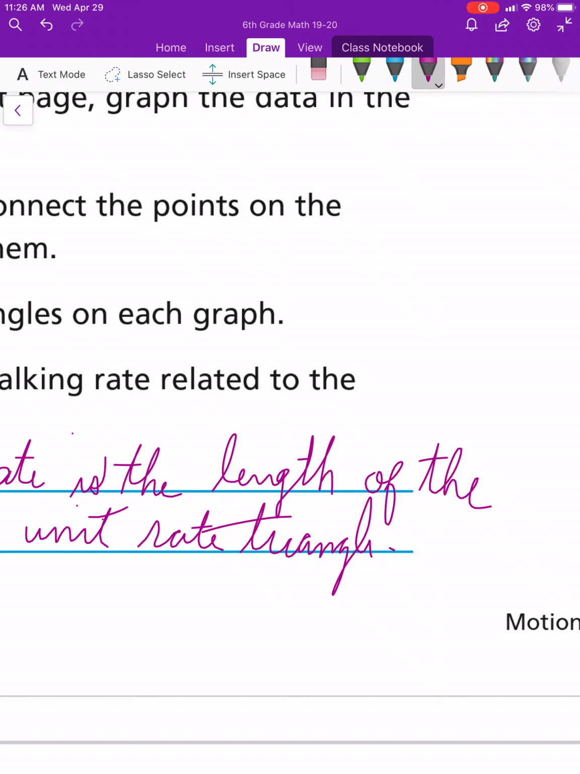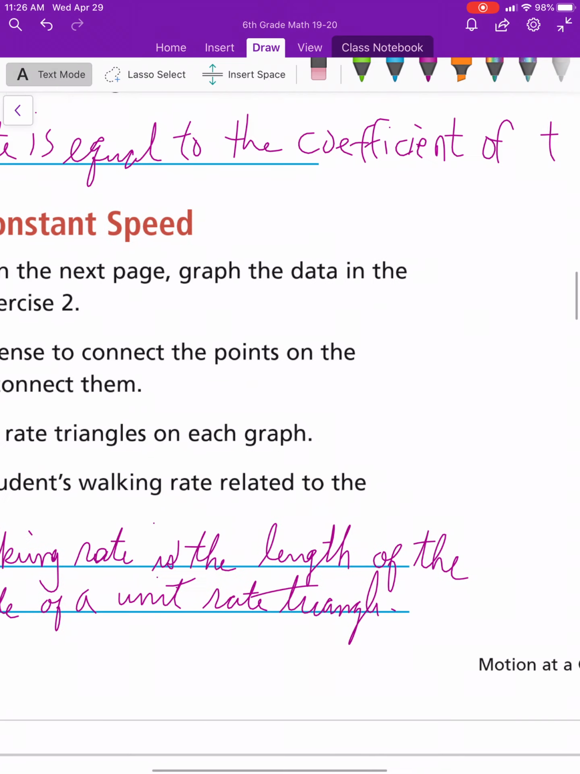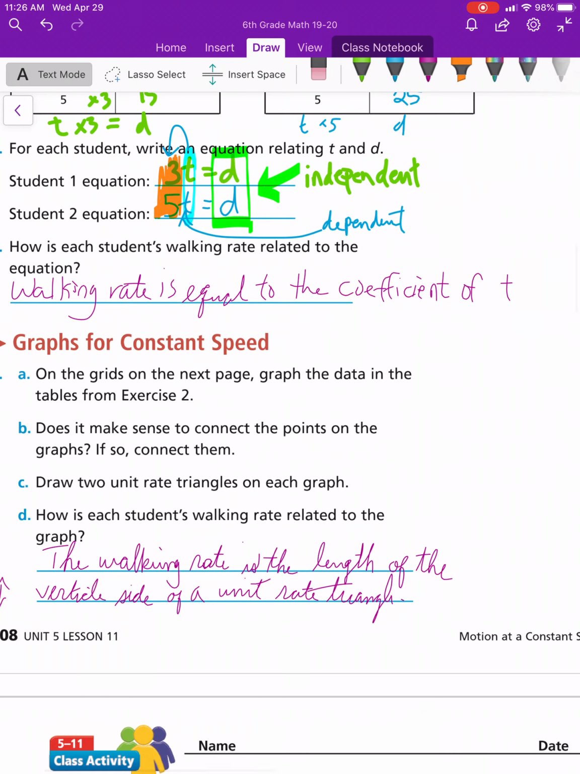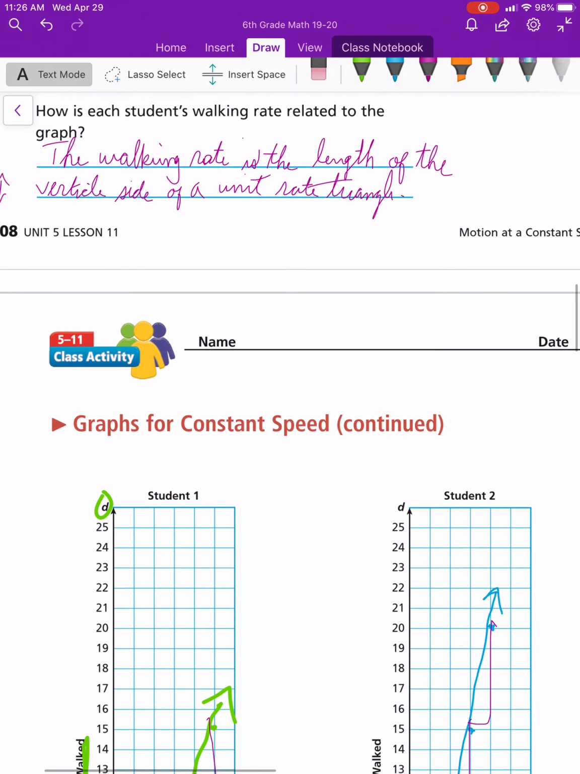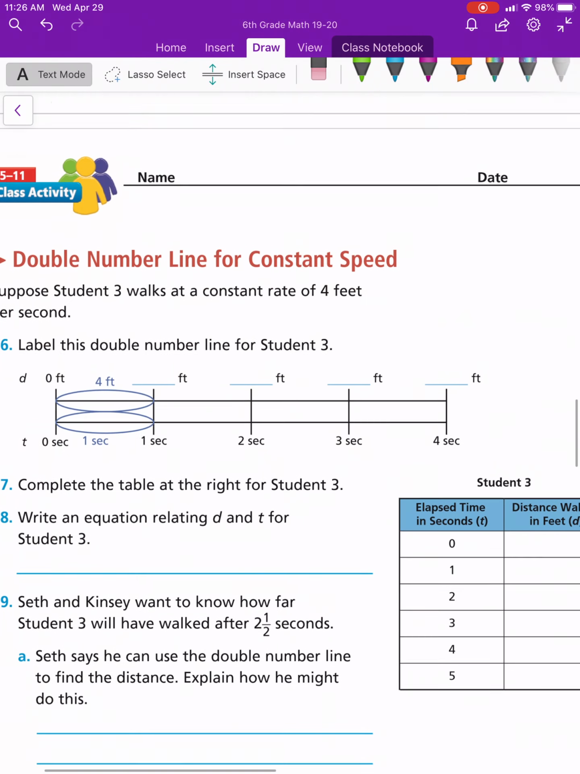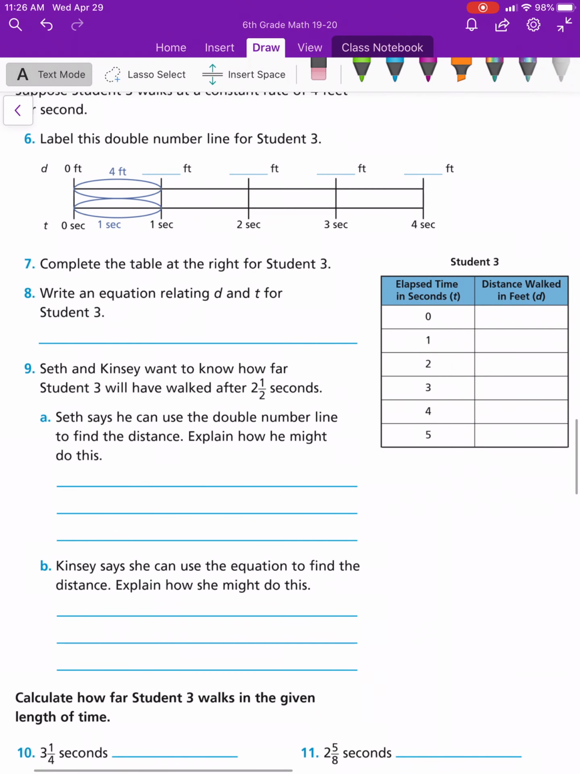And that's it. So the walking rate is the length of the vertical side of a unit rate triangle. Okay, let's move on to the next page.